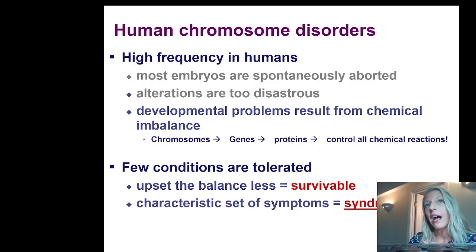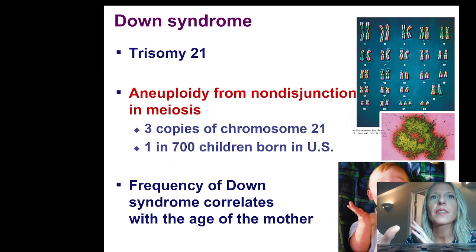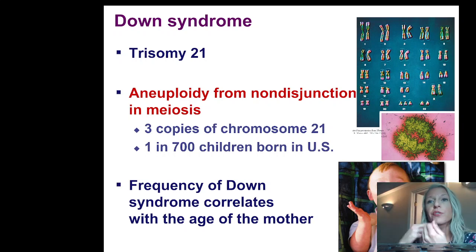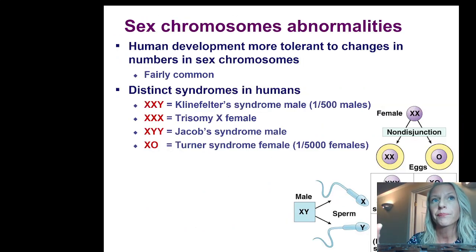Chromosomal disorders are pretty high frequency in humans. Most embryos are spontaneously aborted, and developmental problems can result from chemical imbalances. So Down syndrome is a result of trisomy 21, aneuploidy from non-disjunction in meiosis, and they have 3 copies of chromosome 21. This affects 1 in 700 children in the U.S., and the frequency of Down syndrome correlates with the age of the mother, meaning the older the mother, the more likely the child is to have Down syndrome.